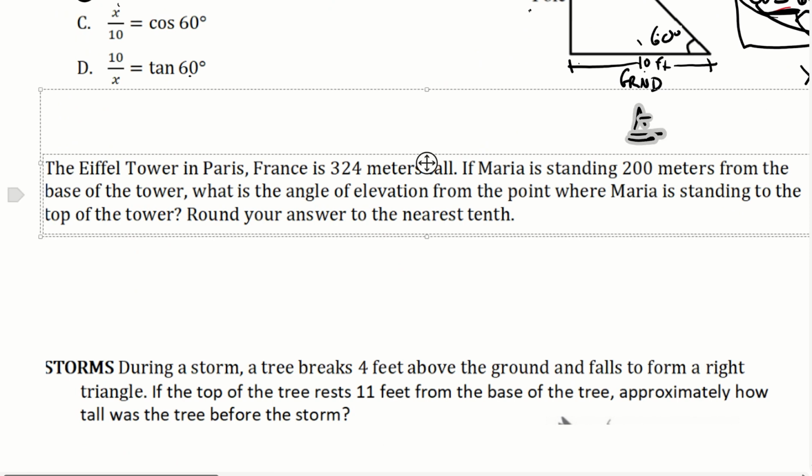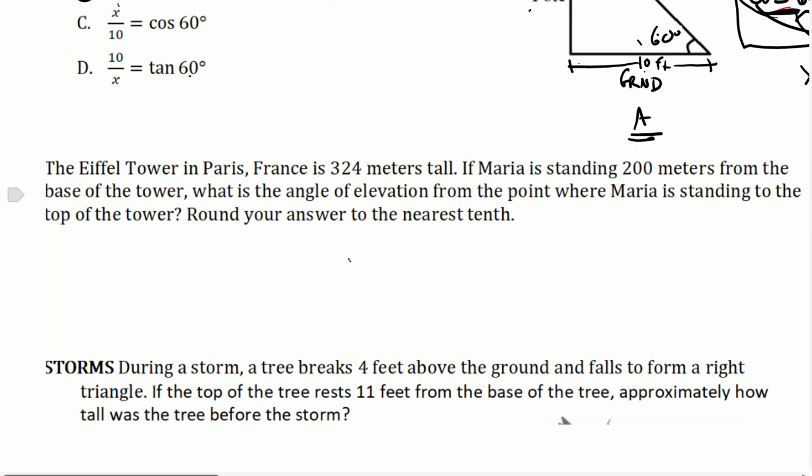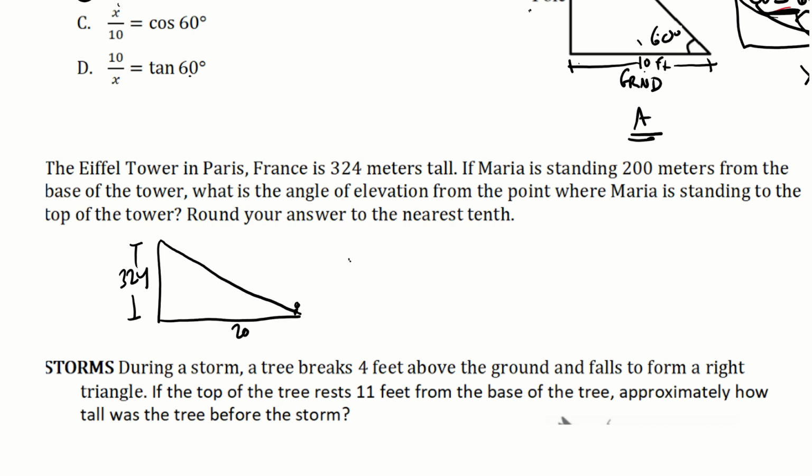Now the next one, the Eiffel Tower in Paris, France is 324 meters tall. So we got a tower that is 324 meters tall. If Maria is standing 200 meters from the base of the tower, so this is Maria, 200 meters from the base of the tower, there to there. What is the angle of elevation from the point where Maria is standing to the top? So angle of elevation means she's looking straight ahead, but then she has to stare up at the tower, right?